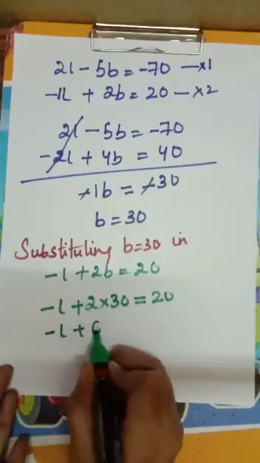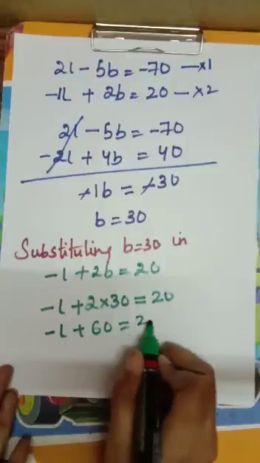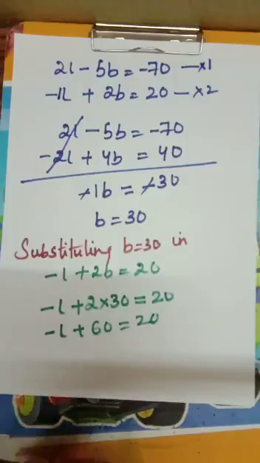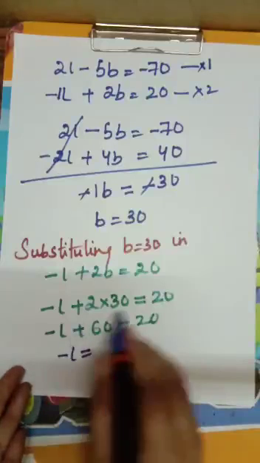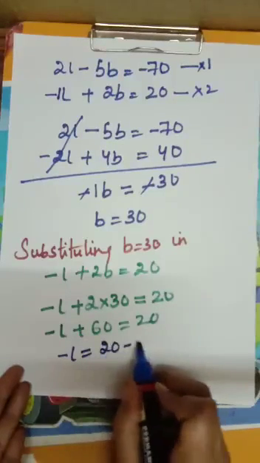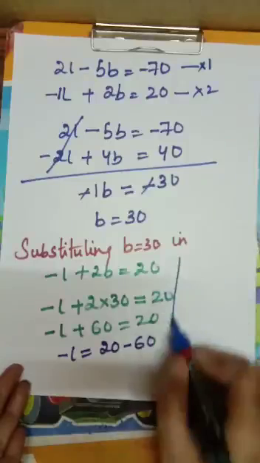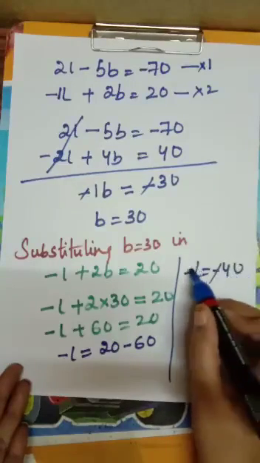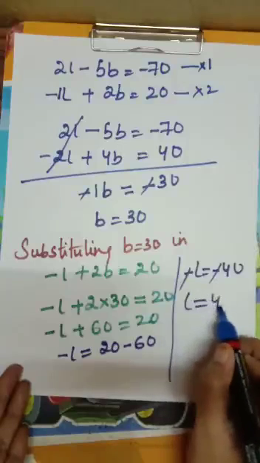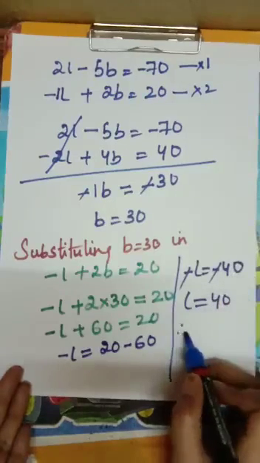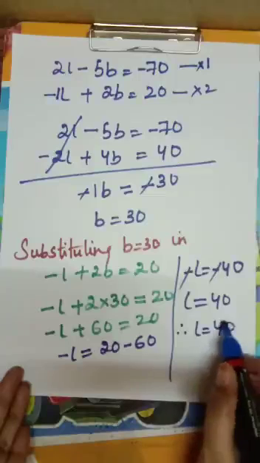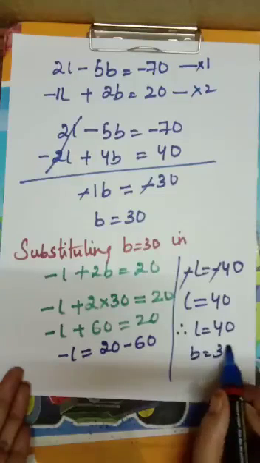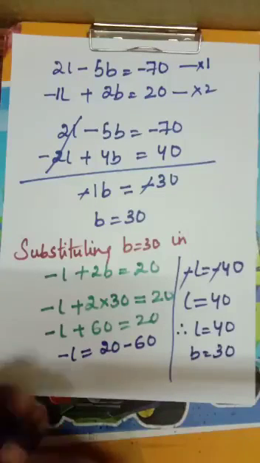Minus L plus 60 is equals to 20. So minus L is equals to 20 minus 60, that is minus 40. Minus minus cancel, L is equals to 40. Therefore length is 40 and breadth is 30. In this way you have to conclude the answer.